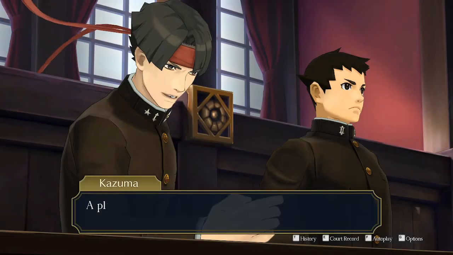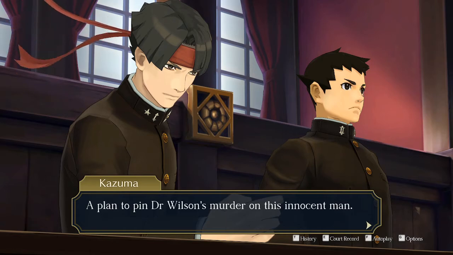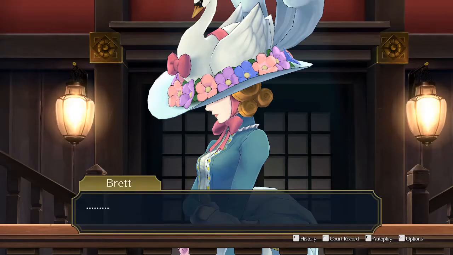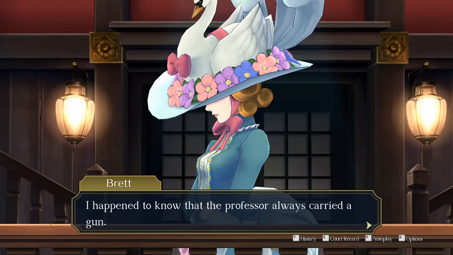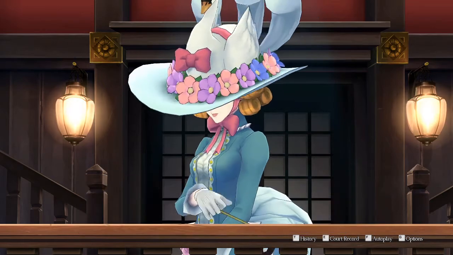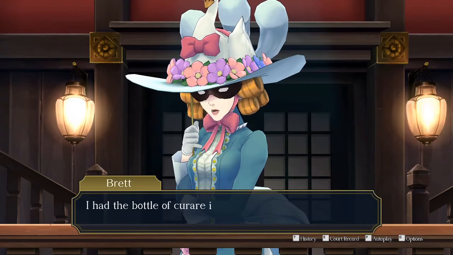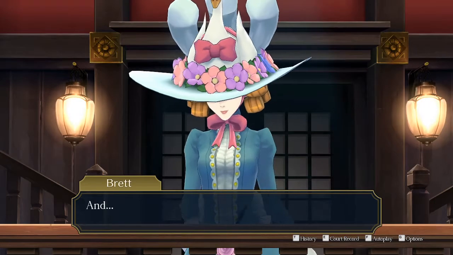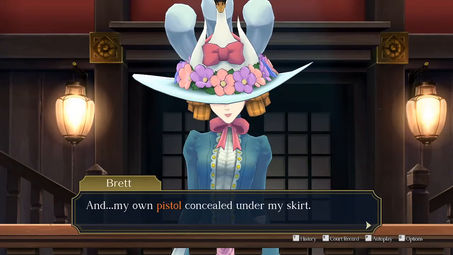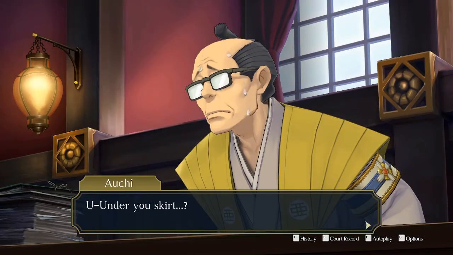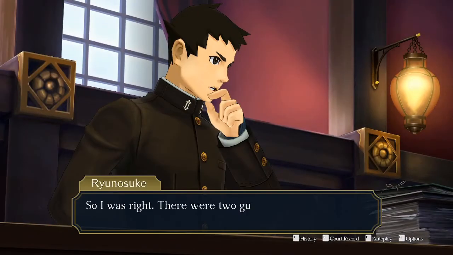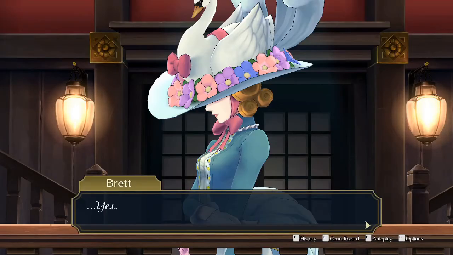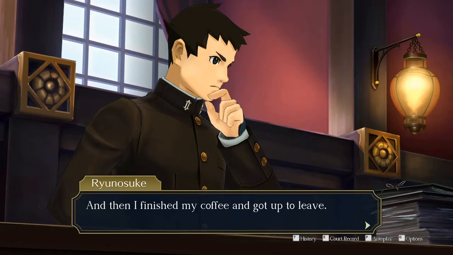There was no going back at that point, so I concocted a plan on the spur of the moment. A plan to pin Dr. Wilson's murder on this innocent man. I happened to know that the professor always carried a gun. I decided to use that fact to my advantage. I had the bottle of curare in my handbag and my own pistol concealed under my skirt. Under your skirt? So I was right, there were two guns. Yes. And then I finished my coffee and got up to leave.